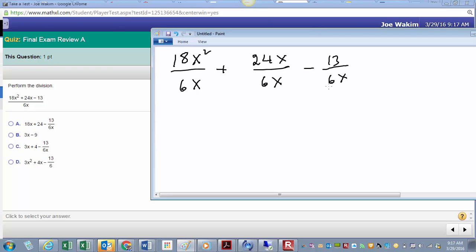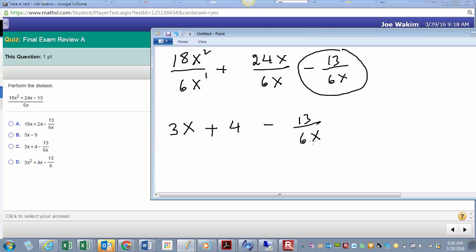So the good part about this, we cannot do anything about it, so this will stay as is. For here, 18 divided by 6 is 3. X squared divided by x, we subtract 2 minus 1 is 1. So that's x. Here, 24 divided by 6 is 4. X and x cancel. And then we have 13 over 6x, which is nothing we can do about it. So which one is the answer? This one. So 3x plus 4 minus 13 over 6x.